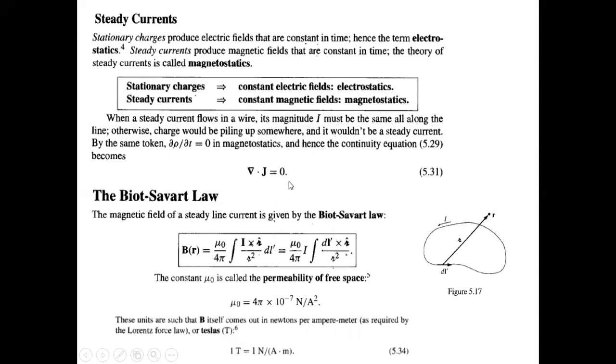Now, clearly, when a steady current flows in a wire, its magnitude of current must be the same all along the line. Otherwise, charge would be piling up somewhere and it wouldn't be a steady current. So in that case, the right side of the equation earlier becomes zero, like the change of charge density becomes zero. Hence, the continuity equation will be like this. So for a steady state current, your continuity equation becomes divergence of J is equal to zero.